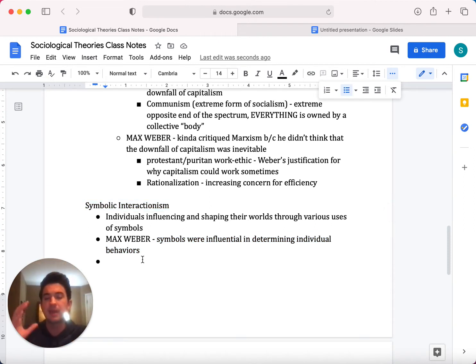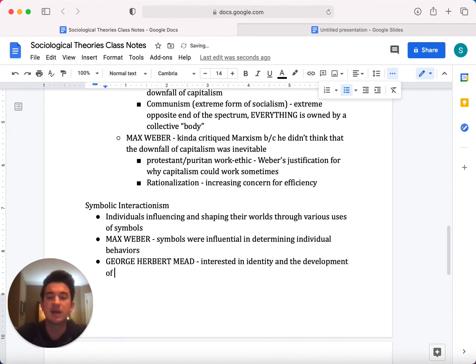The main guy I want you to think of when you think of symbolic interactionism, and we're going to talk about him a lot, is George Herbert Mead. He's super important for symbolic interactionism, the biggest symbolic interactionist you need to know for the MCAT. Mead was interested in identity and the development of this concept that he called the "self." I'm putting self in quotation marks because this is something Mead kind of made up.